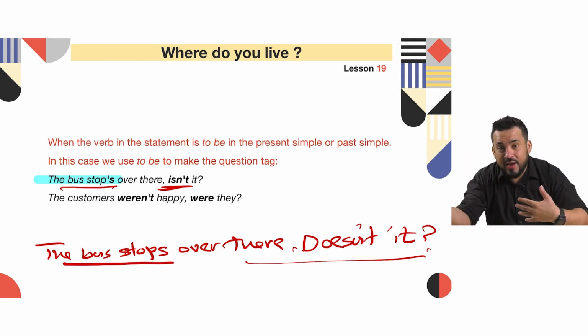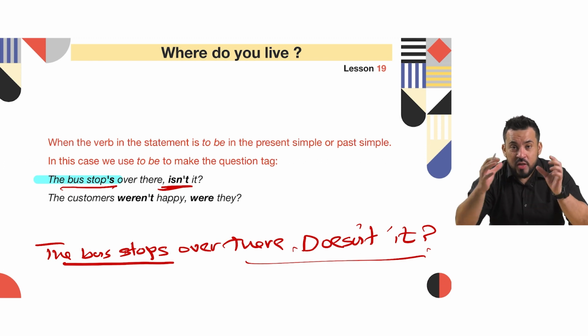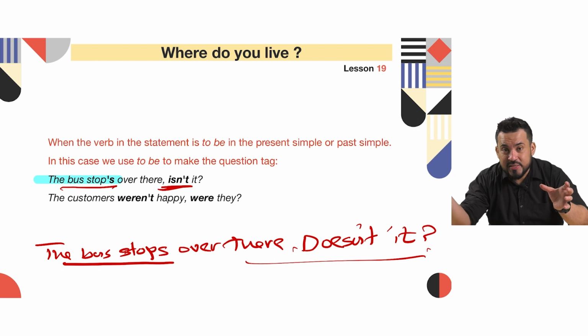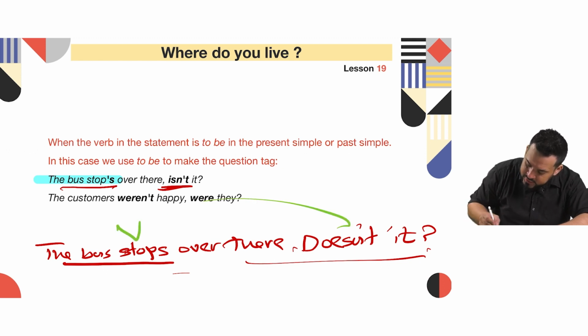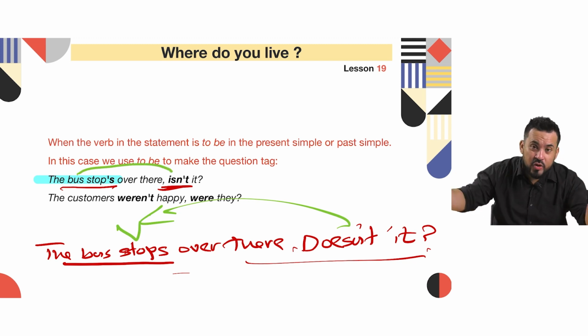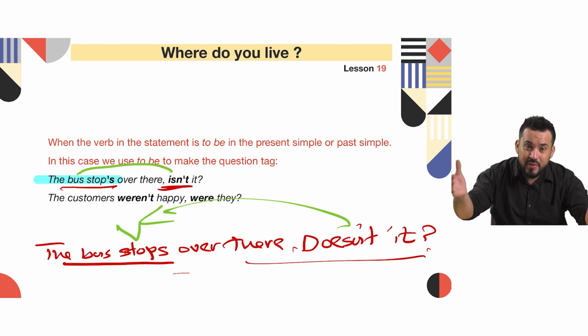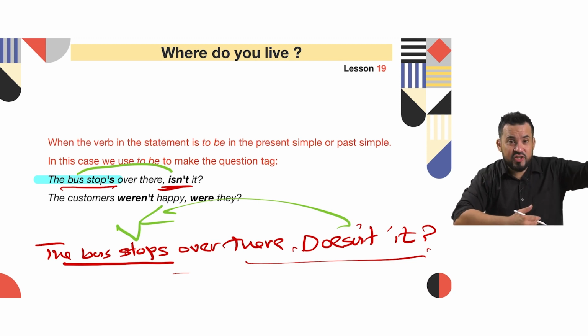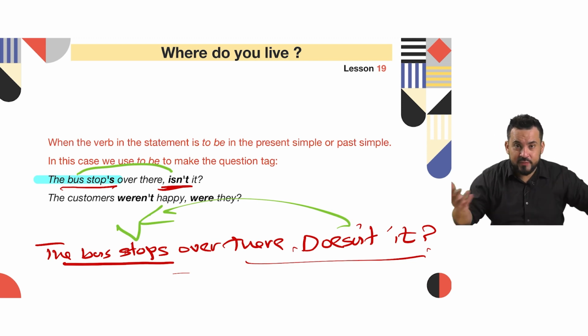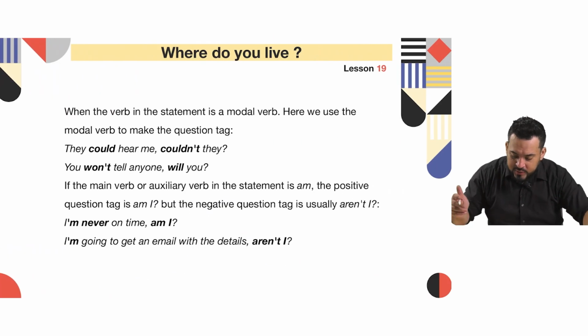Therefore, if we are going to make a tag question using this sentence, then we will use the auxiliary. Bus stops, verb. This is a verb, that's why we will use doesn't. And here, bus stop is a noun because we're just talking about the place where the bus stops, like the bus station. Like for example, if we change this, it'll be the bus station's over there, isn't it? You know? All right, well done.